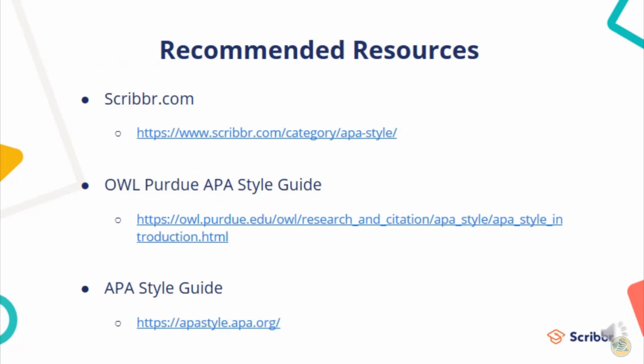Here are some recommended resources. If you email me, I can send you a copy of this so that the links will be active. I got this presentation from Scribr, which is a very good source and has been approved by the main campus library director and has provided us with some valuable information. And also the OWL Purdue APA Style Guide is very popular with a lot of professors. You may also look at the APA Style Guide, and the address is listed there.